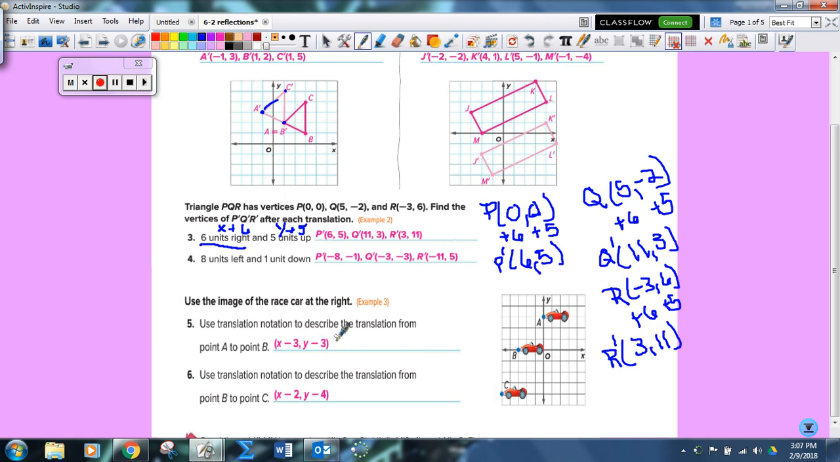Use translation notation to describe. So when I go from A to B, I went down 3 and left 3. So down 3, left 3. So that's x minus 3, y minus 3. From B to C, I went left 2 and down 4. So that's x minus 2, y minus 4.